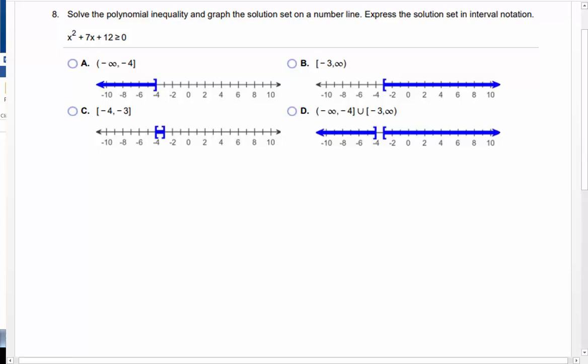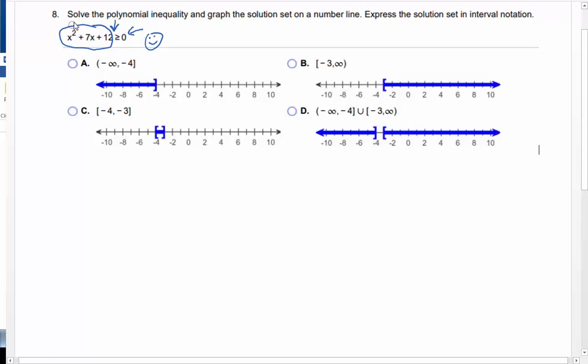Let's take a look at the following question. Let's say we wanted to solve this particular inequality, and notice that we have x squared plus 7x plus 12 is greater than or equal to 0, which is a good thing that everything, notice, is on the left-hand side. You have your inequality symbol and you have a 0 on this side. You always want to have a 0 on the right hand side.